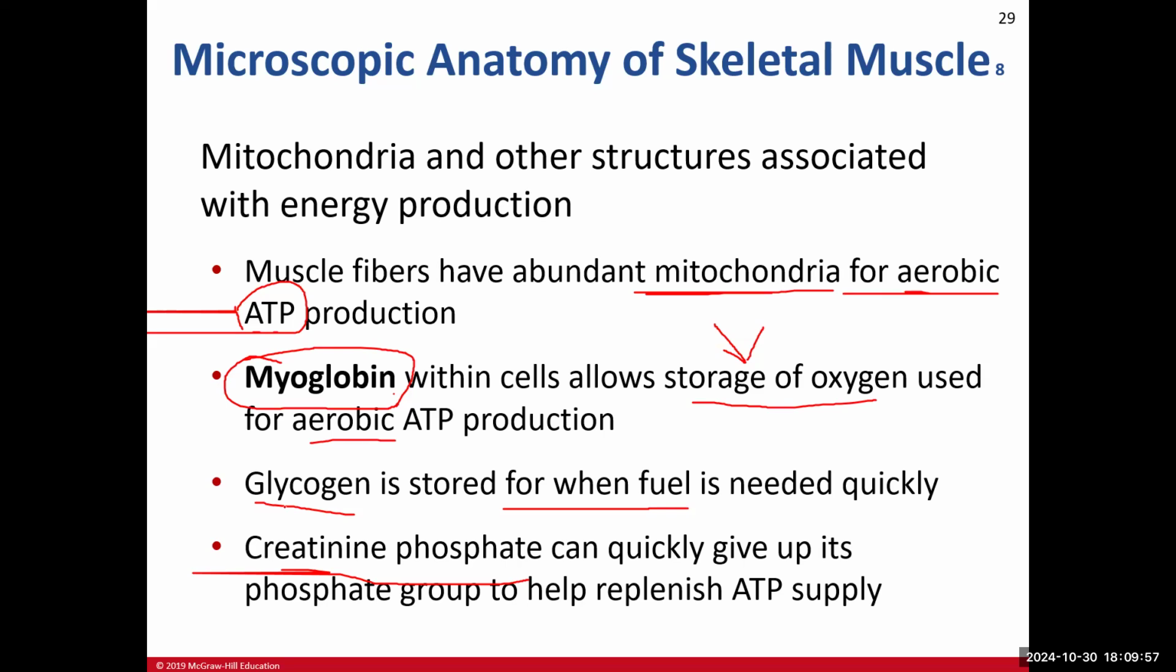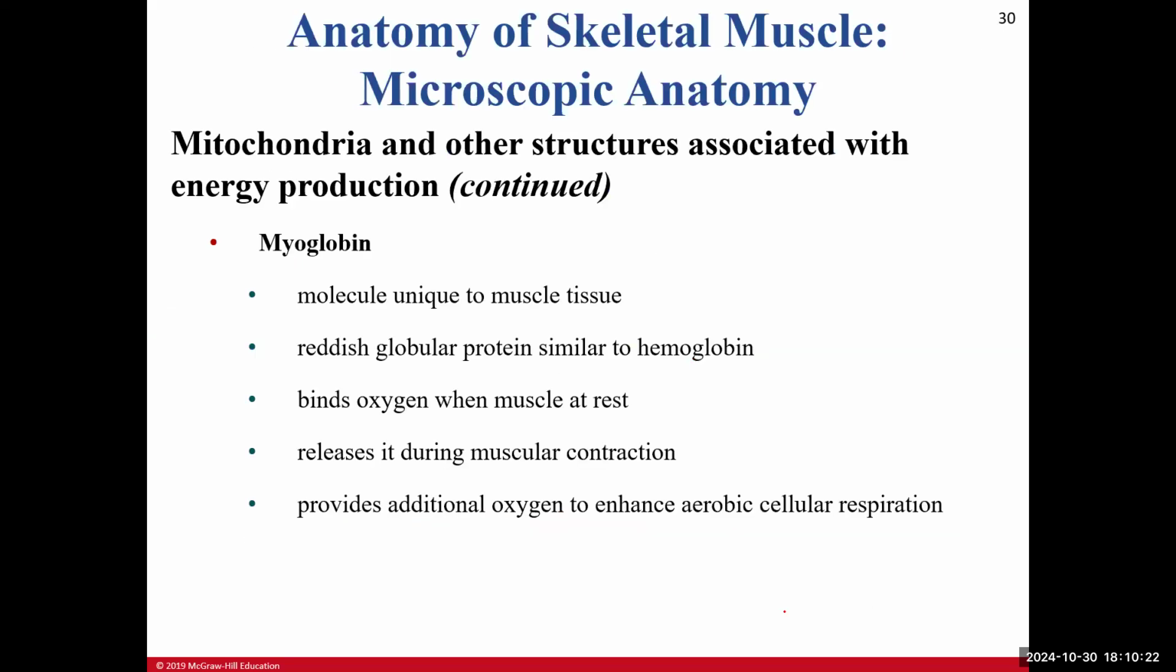Well, what we can do is this creatine phosphate molecule will lend its phosphate to ADP to make more ATP. It's kind of cool. I'll get into more details on this later on when we get into the actual metabolism of a skeletal muscle cell. But I wanted to introduce you to this since we're on the level of that microscopic anatomy there.